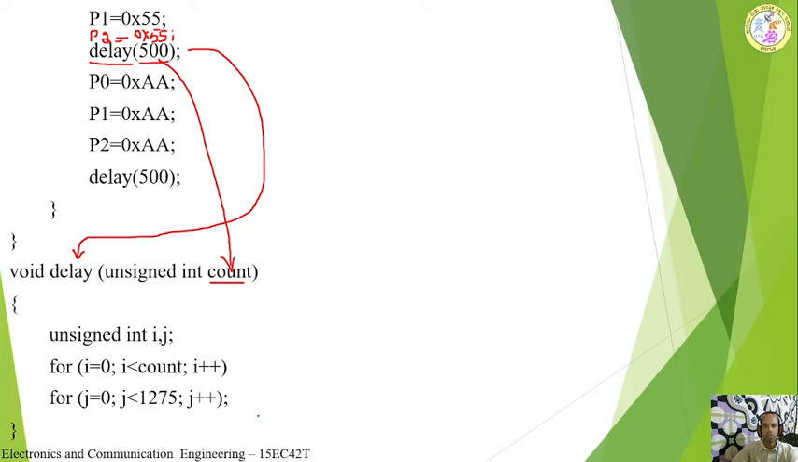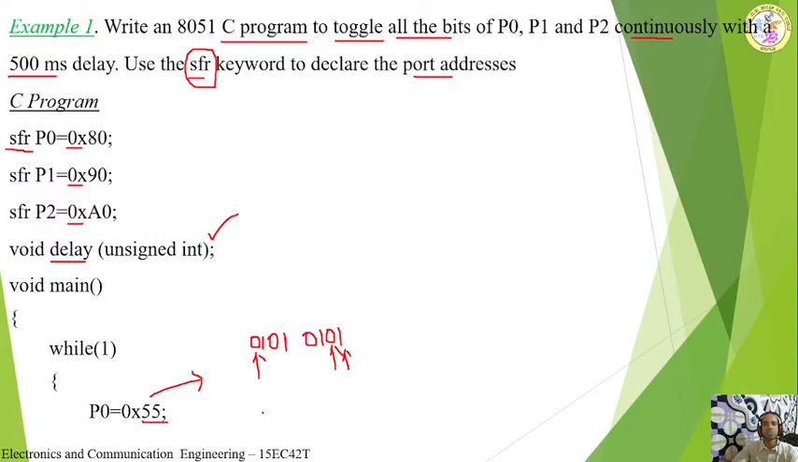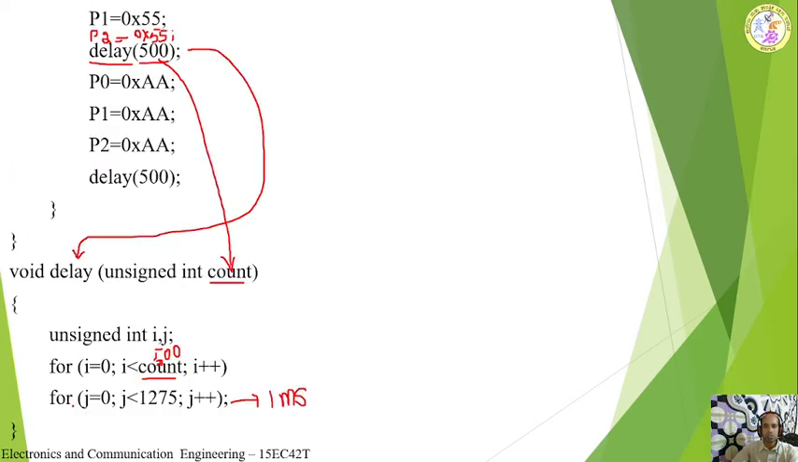And you repeat this. We know that if I repeat this for loop 1275 times, it will generate a 1 millisecond delay. And this 1 millisecond delay will be repeated count number of times. What is the count now? Count is equal to 500. So this will be repeated 500 times. 500 into 1 millisecond is 500 milliseconds, because in the question it is given that you need to generate a delay of 500 milliseconds. You can observe that for this for loop a semicolon is there, whereas here there is no semicolon. If you write a semicolon here, then this statement will not be executed.